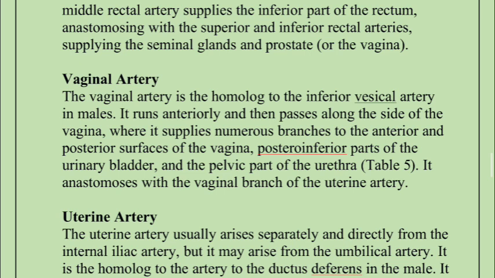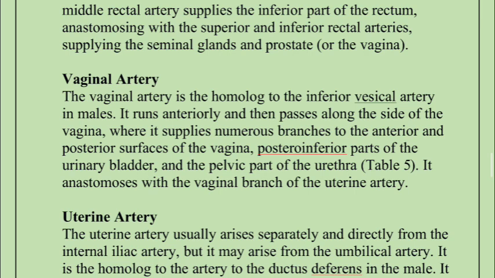Next, I really need to talk about the uterine artery, still a branch of the internal iliac artery. The uterine artery arises separately and directly from the internal iliac artery, but in some instances you may see it arising from the umbilical artery. It's actually the homology of the artery to the ductus deferens. So while you have the artery to the ductus deferens in the male, what you have in the female is the uterine artery.